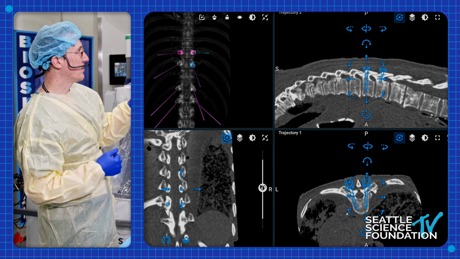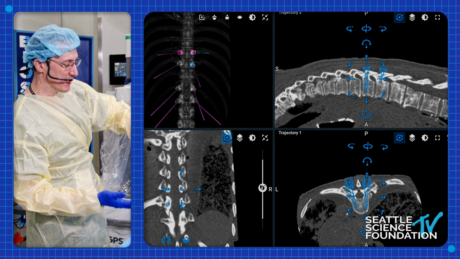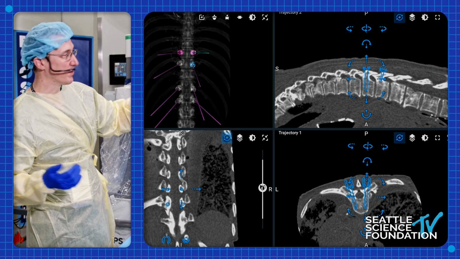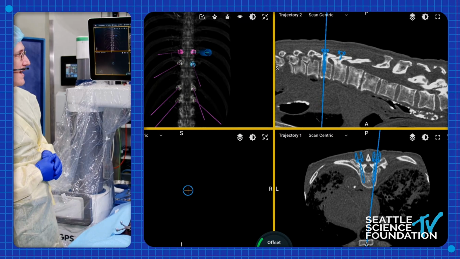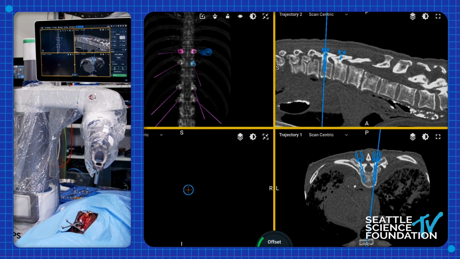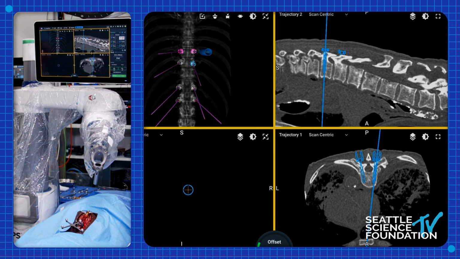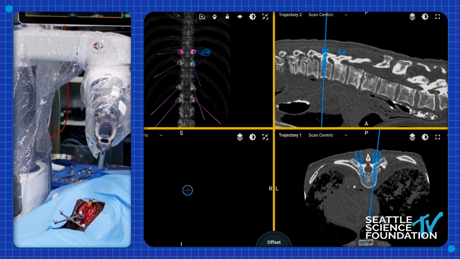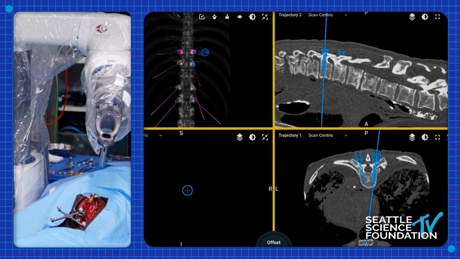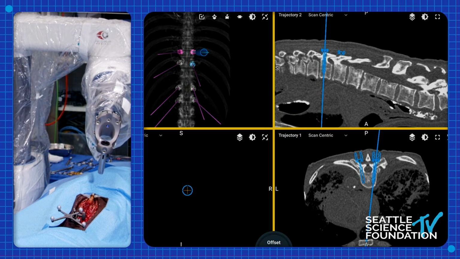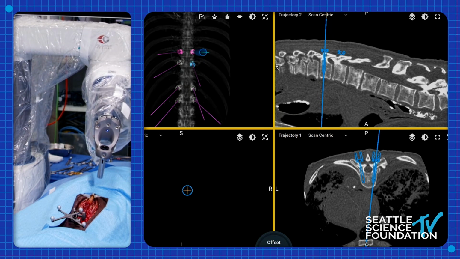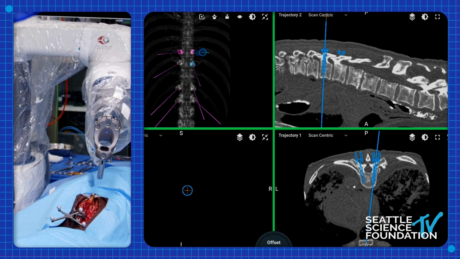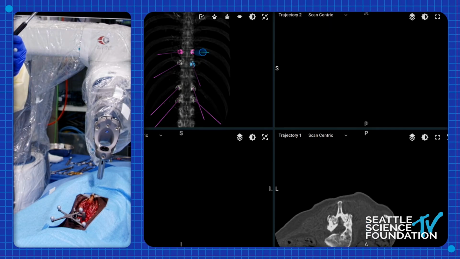Once we have that, we can register. It's already been done here at the lab. Thank you very much to the lab staff. We can go on to navigating the screws. So I'm going to send the robot to its first trajectory here. And Dr. Rao was kind enough to expose the spine for us here earlier. And we are on trajectory when we're yellow. We're actually on trajectory and at depth when we are green. And we can start off with this handy tool, which is the burr.